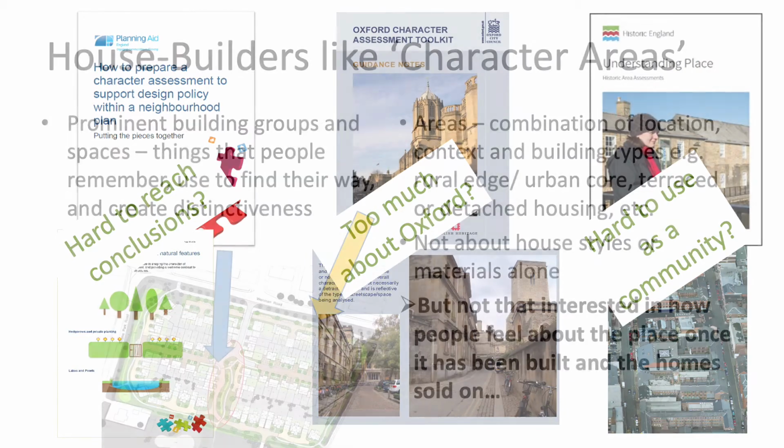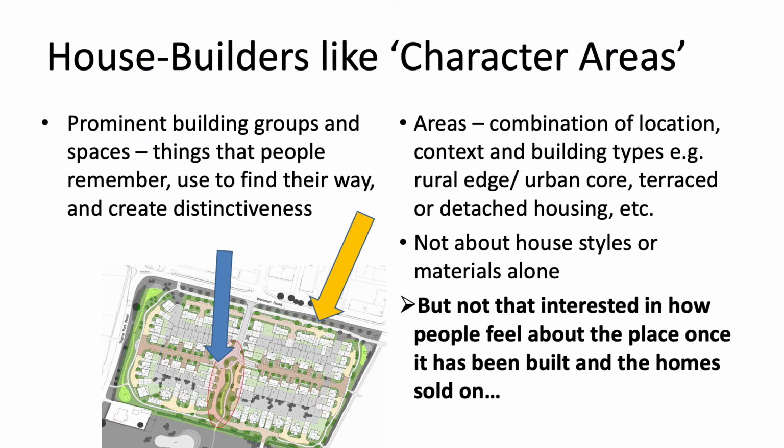Now, we know that developers and house builders like character areas and always have done. So what people are interested in when they're creating new parts of a town like Milton Keynes is creating character areas that make them easy for new residents to understand and appreciate. And this could be by using prominent groups of buildings or specific spaces, highlighted here with the arrows, that people can use to remember it, find their way around, and it just gives it distinctiveness that other areas may not have. So it could be made up of areas of similar sorts of buildings, areas in a similar position, or certain sorts of house types.